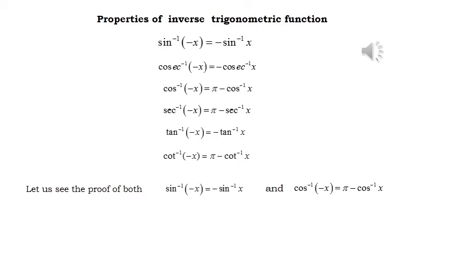What is the meaning of pi minus secant inverse x? Second quadrant. In the second quadrant alone, the secant value is negative. Minus x means secant theta is minus x. Negative means the angle should lie in the second quadrant. So pi minus secant inverse x.